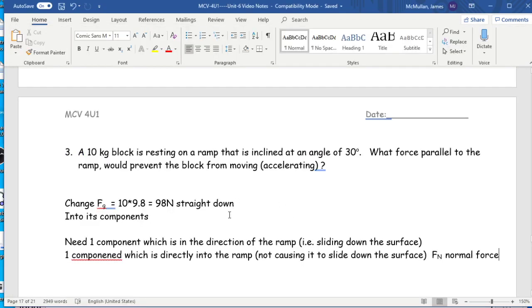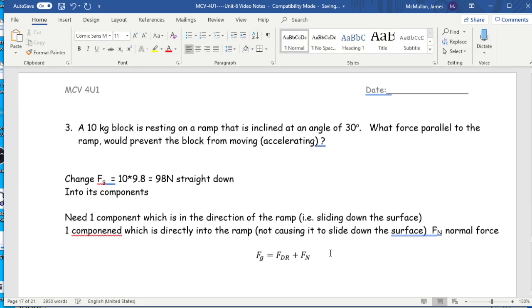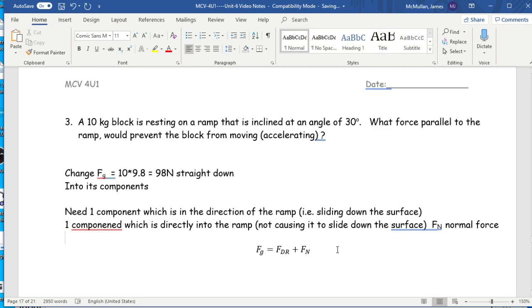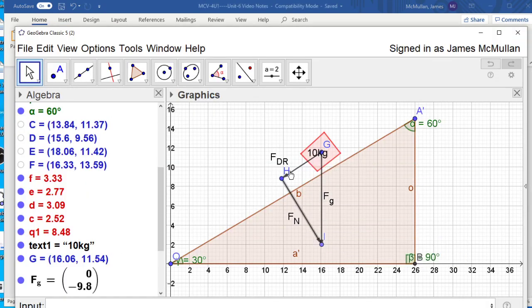So the first thing to understand here is the force of gravity is equal to the force down the ramp plus the force into the ramp. We know we're allowed to do this because all I'm doing is replacing a vector with two component vectors that I know, of a force down the ramp and a force into the ramp.